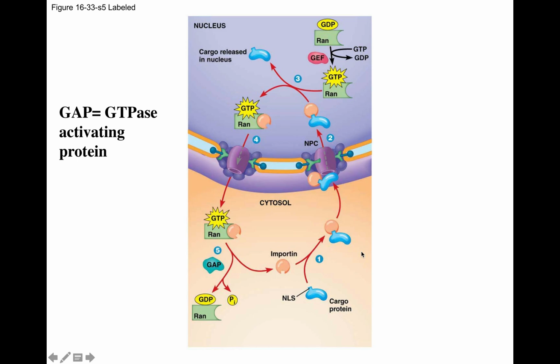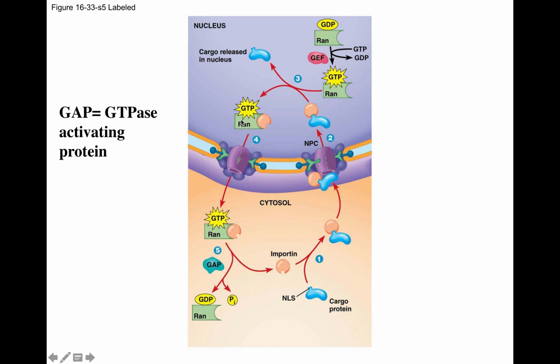You have a nuclear localization signal. It binds to this protein importin. Importin plus the cargo goes into the nuclear pore complex. The nuclear pore complex on the nucleoplasm side binds to RAN plus GTP. And that will take off the importin and switch it onto the RAN protein, releasing the cargo protein. And then the RAN also at the same time gets its GTP switched out for GDP by GEF.